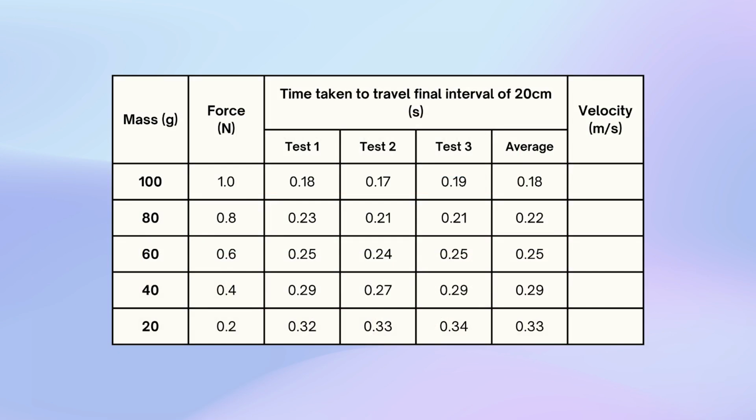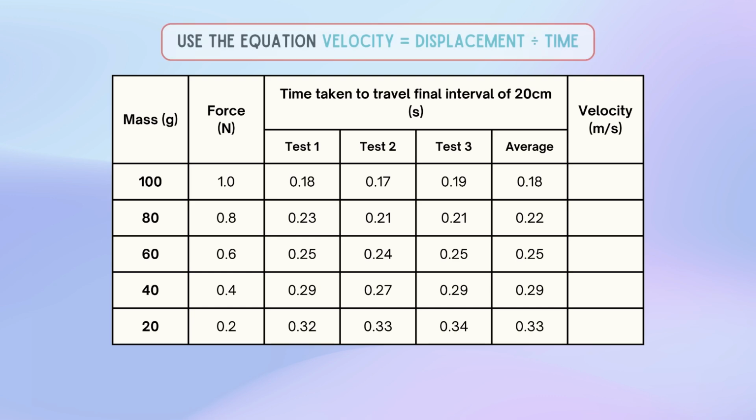Once we have calculated the average time it takes to travel each distance interval for each respective force, we can record the information in a table like this. The table shows the simplified data for how long it takes to travel the final interval on the table, which is 20 centimeters. Once we find the average time taken for this interval, we can find the velocity for this interval using displacement divided by time.